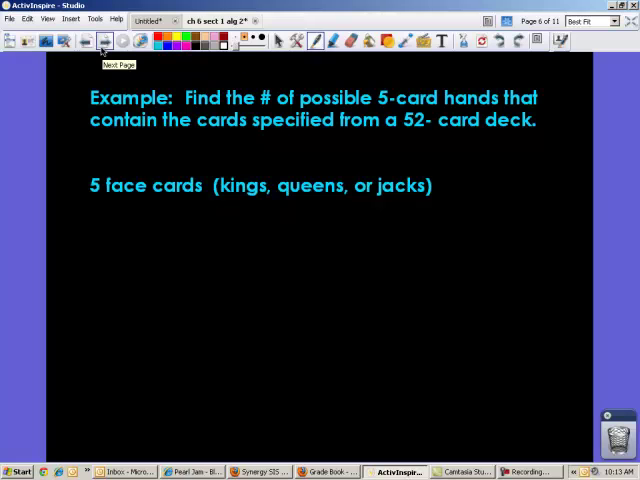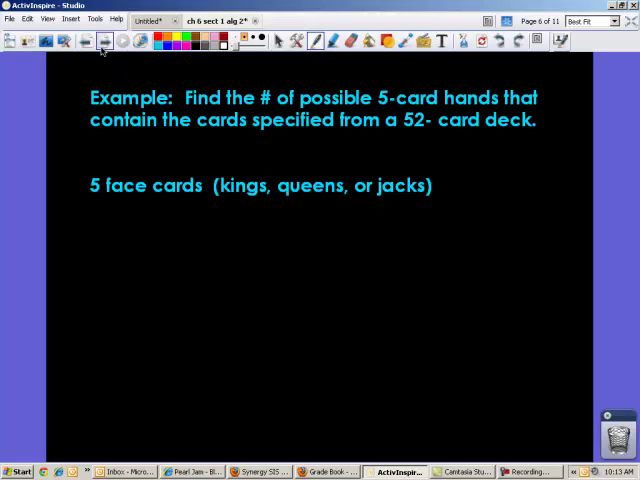All right, so let's jump into some of these examples, and these are very real life. The first example says, find the number of possible 5-card hands that contain the cards specified from a 52-card deck. So we're dealing with a deck of cards. We want to know how many possible 5-card hands will contain 5 face cards. And face cards are the ones that have faces on them, like your kings, queens, or jacks.